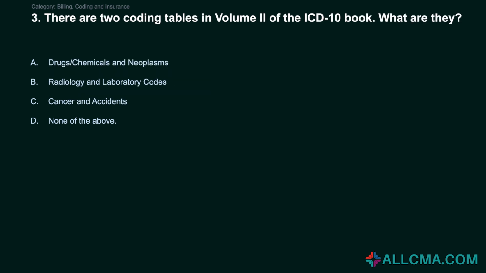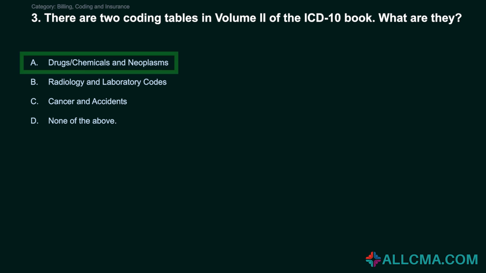3. There are 2 coding tables in Volume 2 of the ICD-10 book. What are they? A. Drugs/chemicals and neoplasms. B. Radiology and laboratory codes. C. Cancer and accidents. D. None of the above.